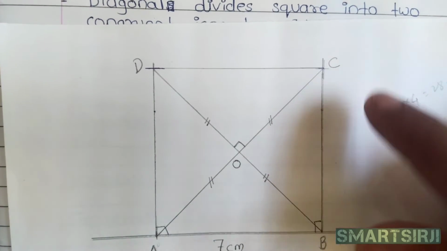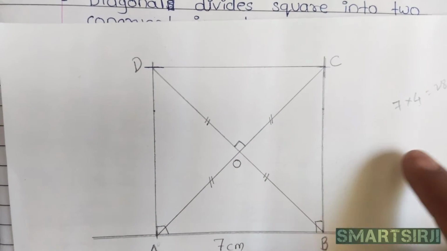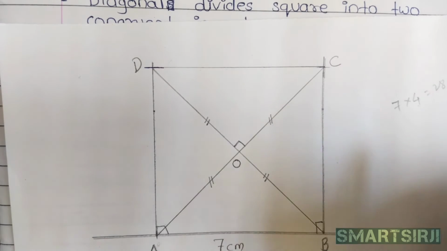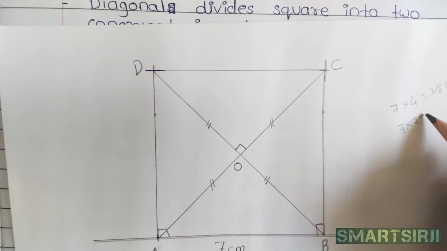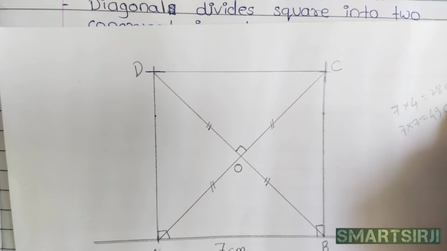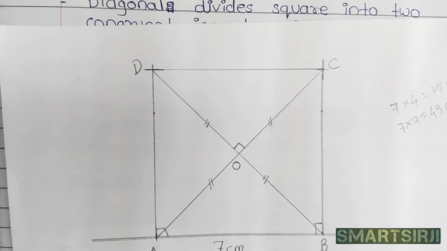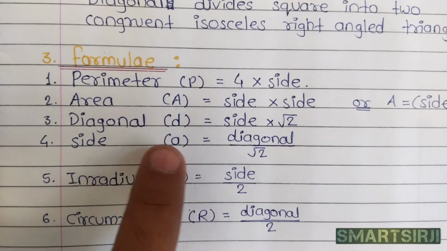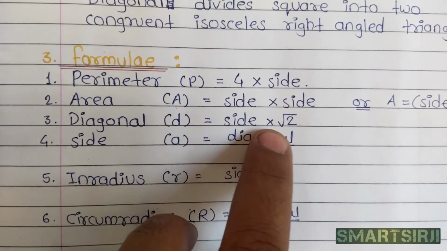So side into side, so 7 into 7, 7 7s are 49, or what is the square of 7? 49. So area is 7 multiplied by 7, which is equal to 49 centimeter square. Its unit is centimeter square. Then diagonal. Diagonal is side multiplied by root 2.